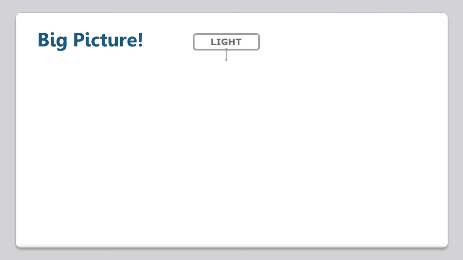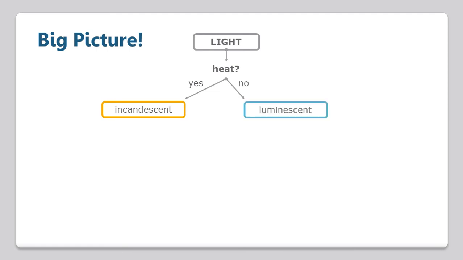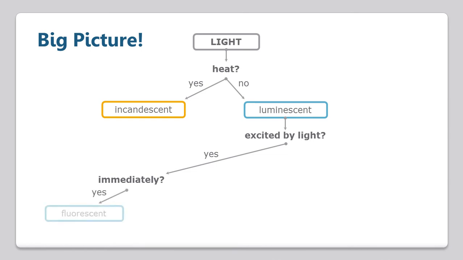So here's how to tell which type of light an object is emitting. First question, is the object producing heat? If yes, then it's incandescent. If no, then it's a form of luminescence. Next question, is the object excited by light? If yes, then we have to ask, is it immediate? If it's yes again, then the object is fluorescent. If no, then the object is phosphorescent.